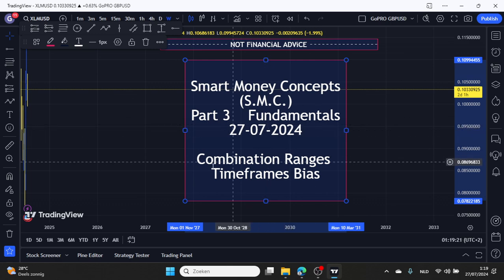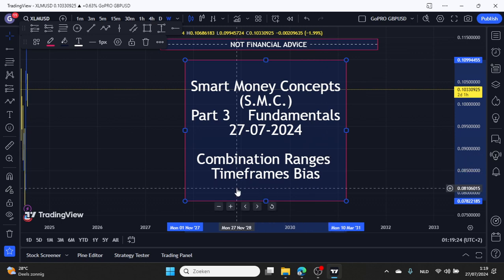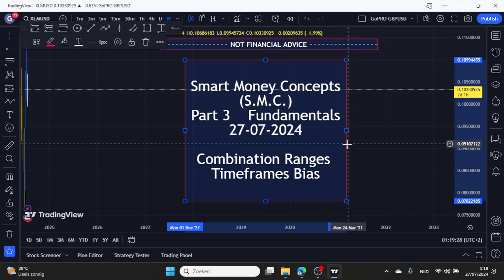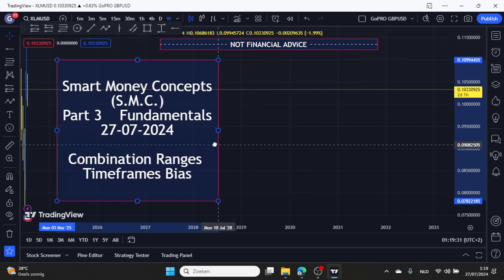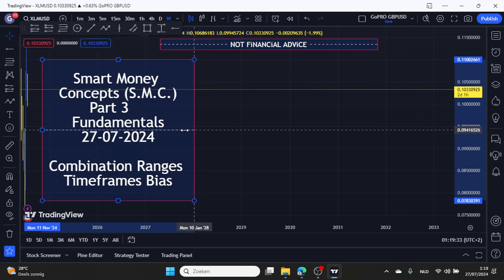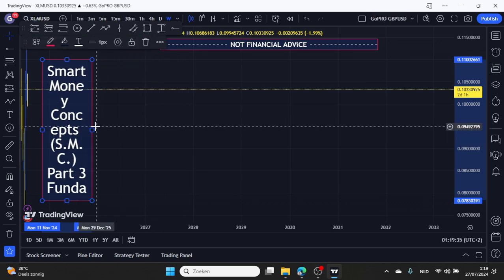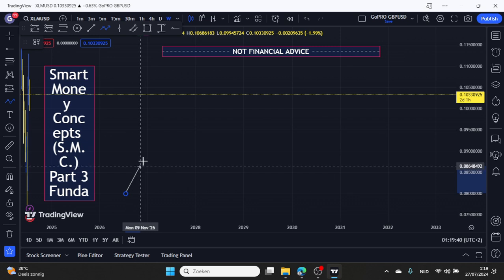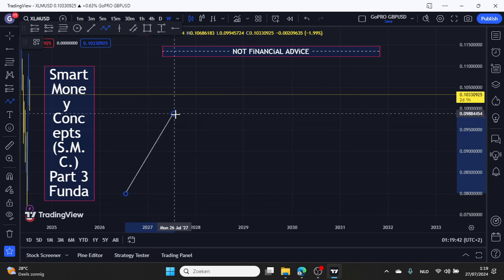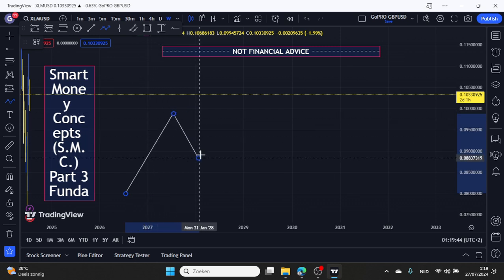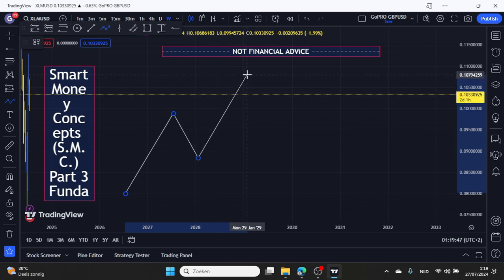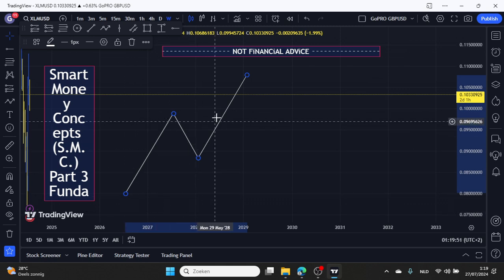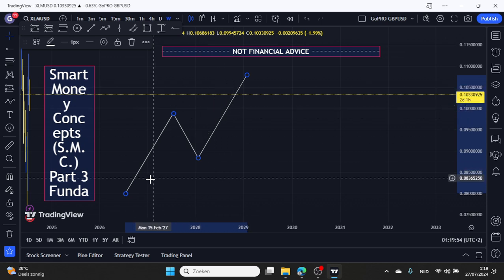More fundamentals, the combination of ranges, time frames, and bias. It's getting a little more complicated now, so be focused. So, where do we start? First of all, we have to define a bias. And we're back to the concept of fractals. And here you can clearly see prices going up. So we have a bullish bias.